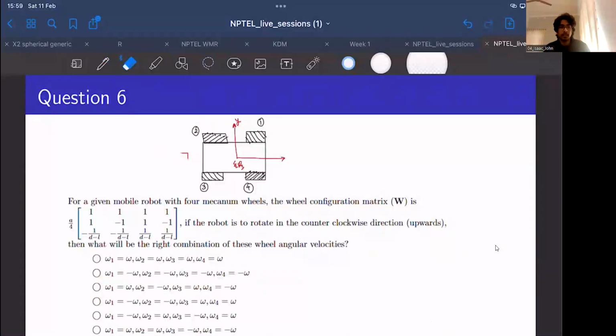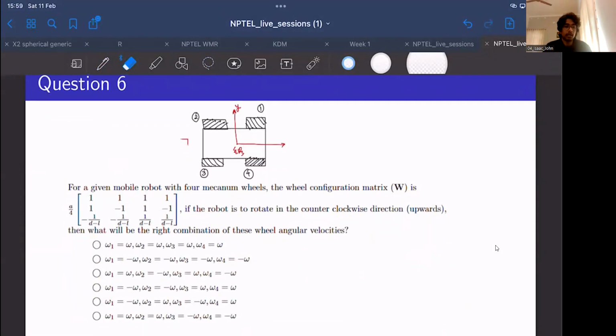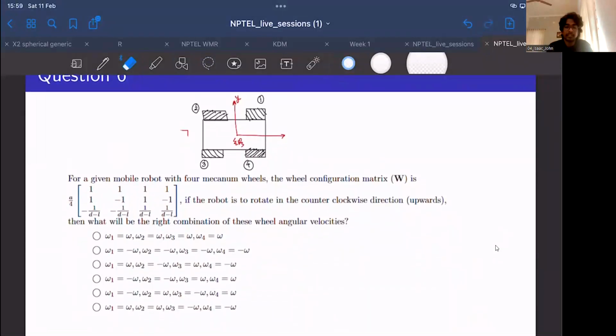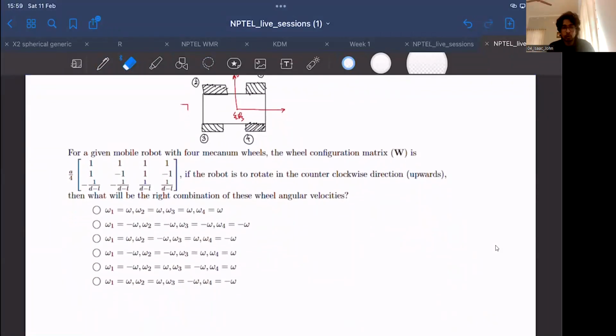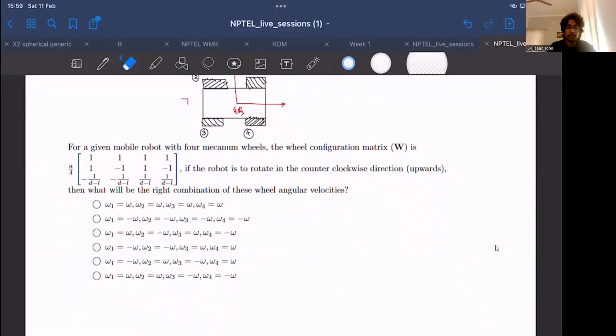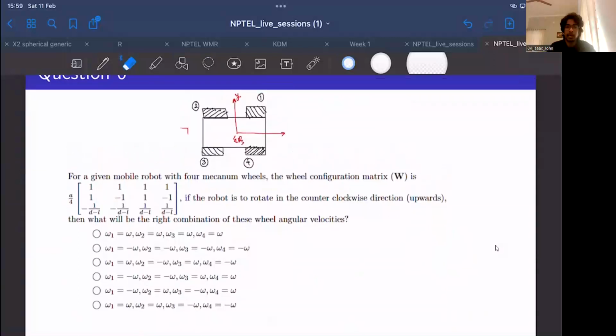So in this question, what it asks is that for a given mobile robot with 4 mecanum wheels, the wheel configuration matrix is again the same, the same thing that we discussed in the previous problem. If the robot is to rotate in a counterclockwise direction upward, then what will be the right combination of these wheel angular velocities?